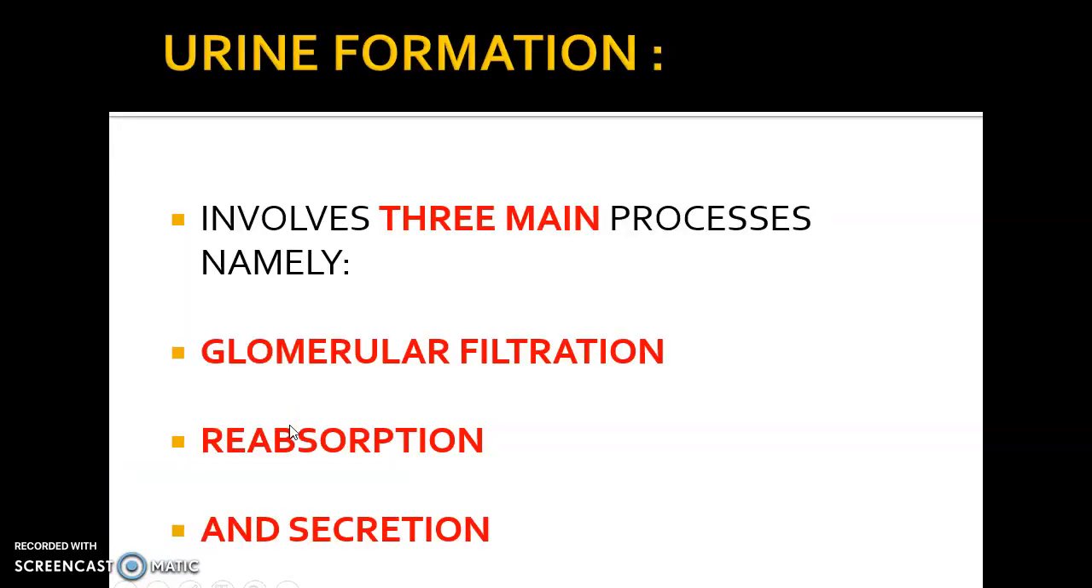Now we move on to the next part of this chapter, and that is urine formation. Keeping in mind the knowledge that we have gained about the structure of the kidney and the structure of the nephron, let's understand how the nephron helps in the formation of urine. To understand urine formation, we need to understand three main processes. The first one is glomerular filtration, the second one is reabsorption, and the third one is secretion.